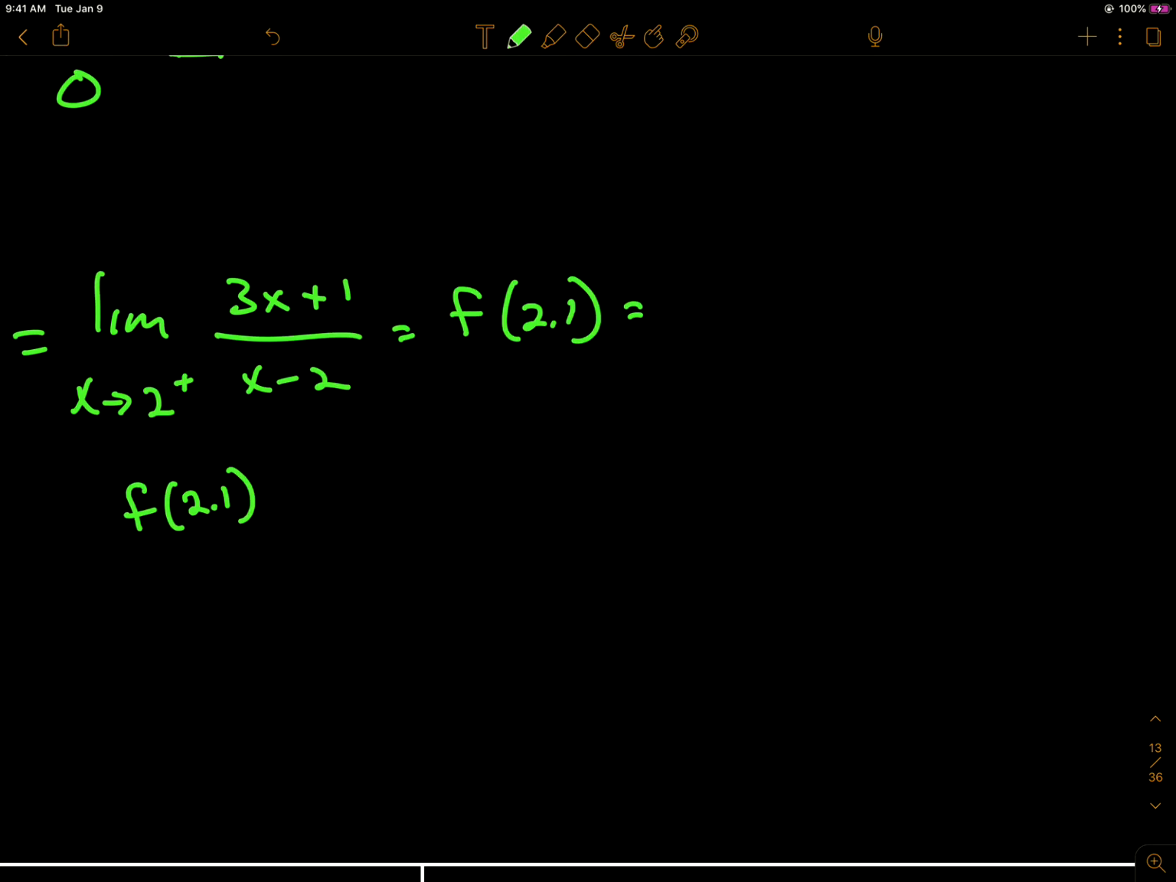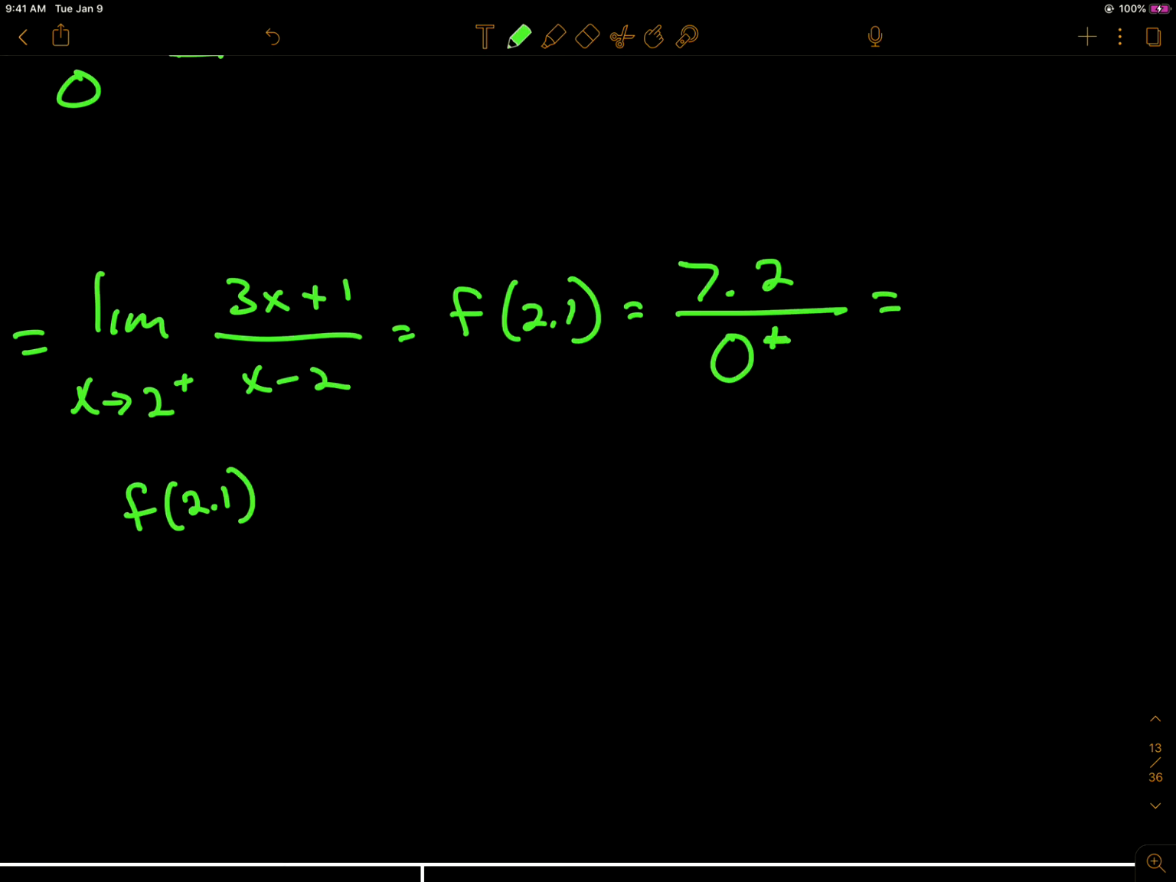If you plug in 2.1, you're going to get a number slightly bigger than 6. Plus 1 is going to be a number slightly bigger than 7. I don't know, let's call it 7.2. Doesn't matter what the number is. It just matters that it's positive. On the bottom, when I plug in 2.1, I get a really small number. I don't care what it is. I'm just going to call it really close to 0, and it's positive.